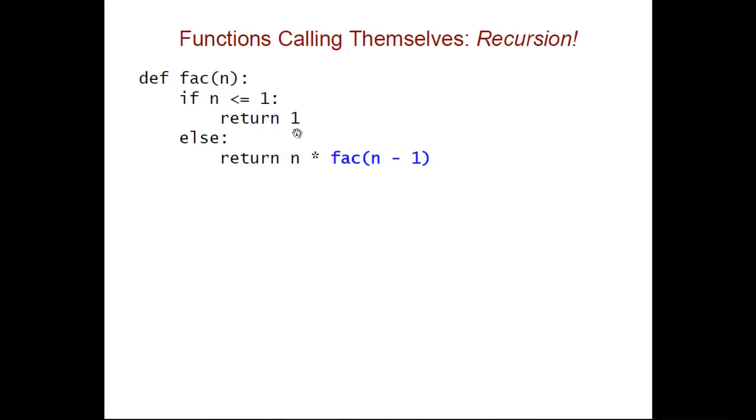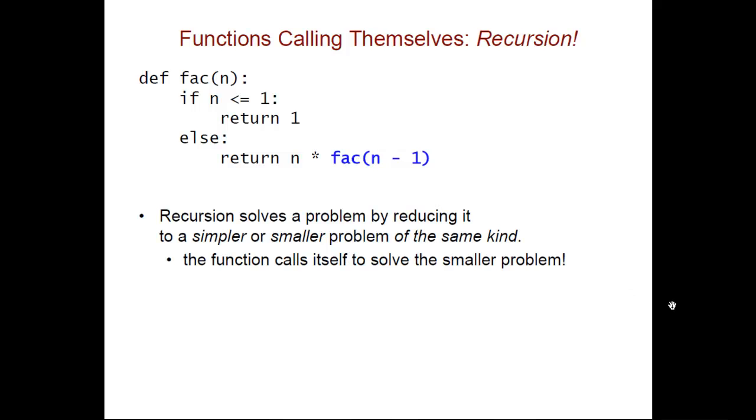Otherwise, if we don't have a value that's less than or equal to 1, we're going to return the value of n times the result of this function call. And notice we're calling the function itself, but with a different input. Instead of n, we have an input of n minus 1. And so this fac function is calling itself to do part of the work. And that's at the heart of recursion.